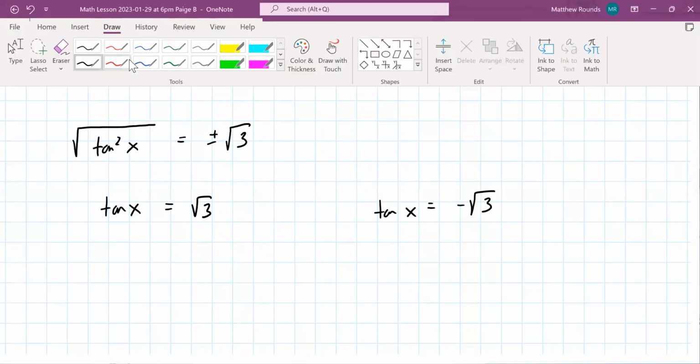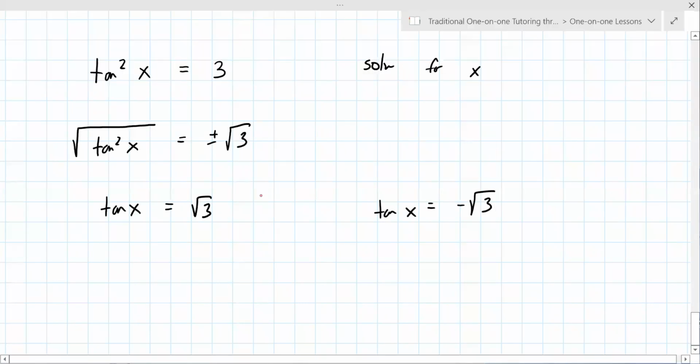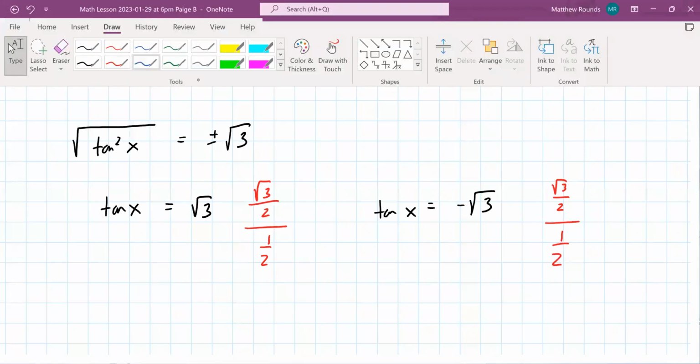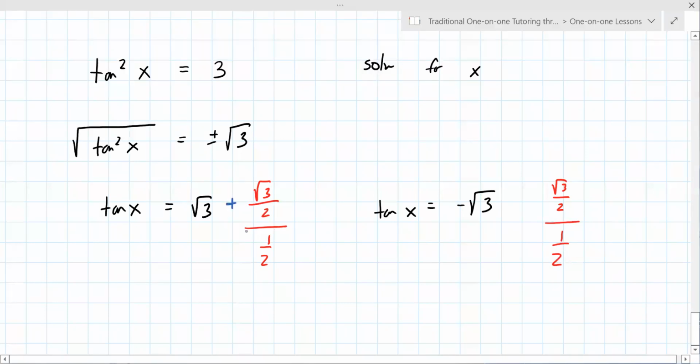But here's what you have to know as the student. You have to say, oh, this is really root 3 over 2 over 1/2. This is root 3 over 2 over 1/2. But it could be that the numerator is positive and the denominator is positive, or it could be that they're both negative.